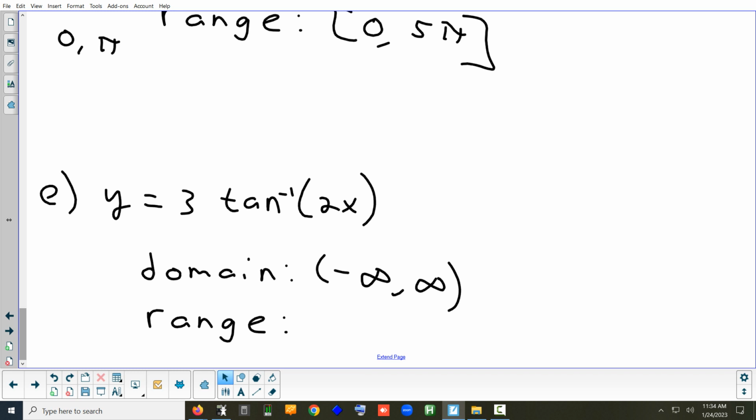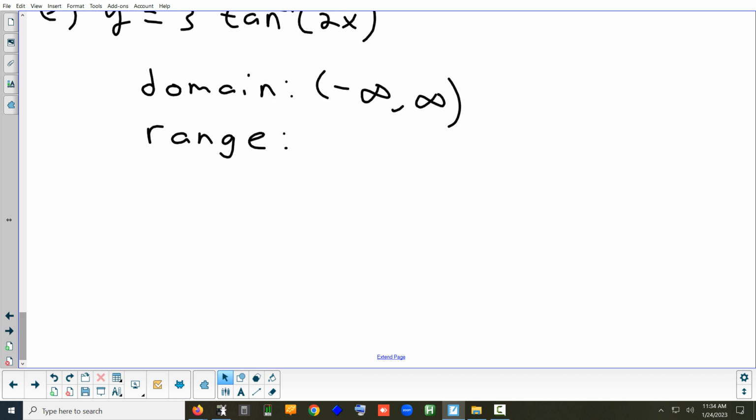So which number here is technically a transformation on the domain, but it doesn't matter because it's inverse tangent? The 2. So we don't need the 2. This 2 has no effect on the answer to this problem. The 3, though, is a vertical stretch.